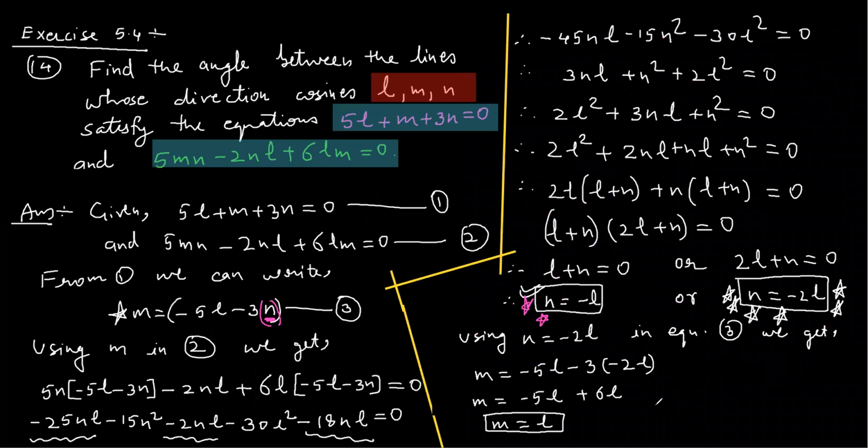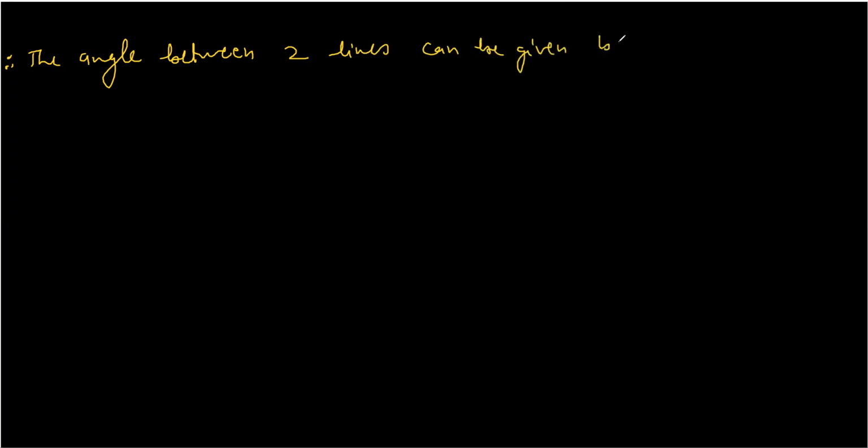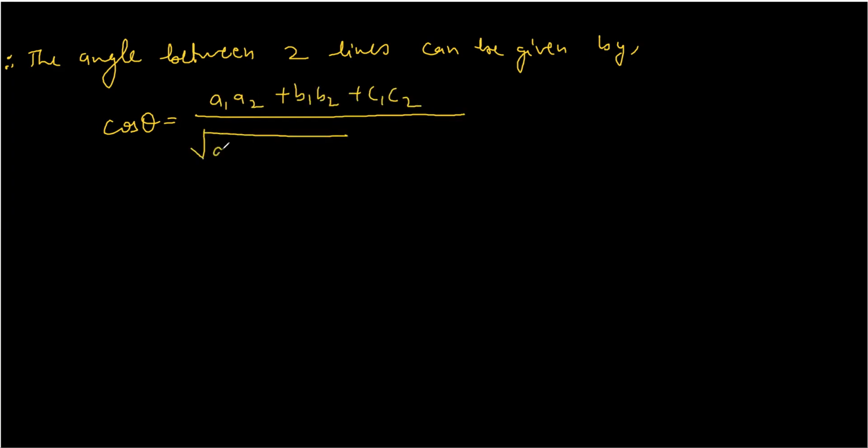So I will write therefore the angle between two lines can be given by cos theta equals to a1 a2 plus b1 b2 plus c1 c2 divided by square root of a1 square plus b1 square plus c1 square and square root of a2 square plus b2 square plus c2 square.